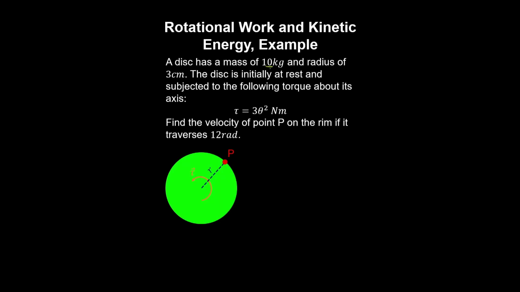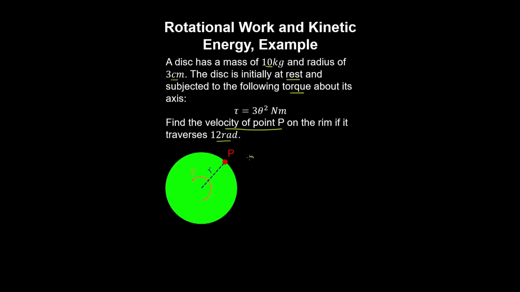A disc has a mass of 10 kilos and a radius of 3 centimeters, and it's initially at rest and subjected to the following torque, which is a function of the angle theta. And we're asked to find the velocity of point P on the rim if it traverses 12 radians.